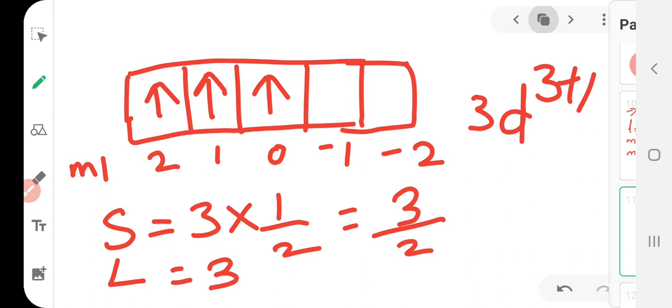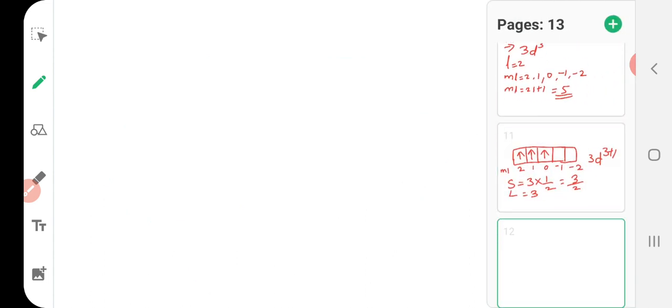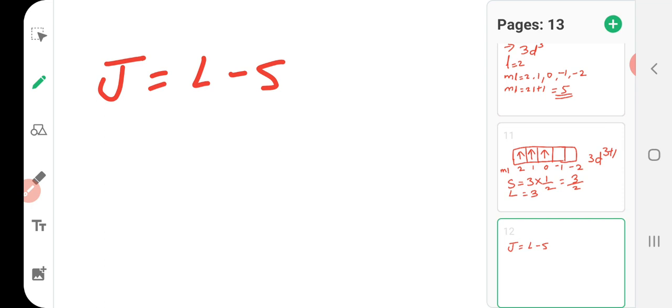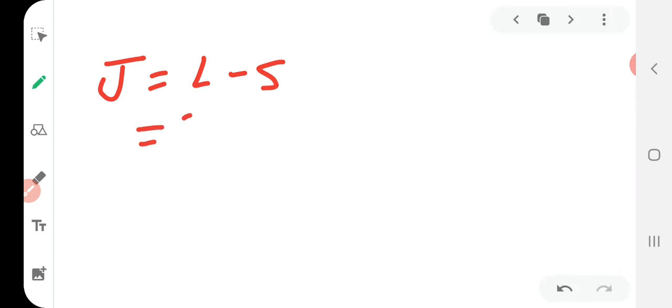So what is J value? J is equal to L plus S or L minus S. Since it is less than half fill, it is L minus S. J is equal to L minus S, and L is 3 and S is 3 by 2, that is 3 minus 3 by 2, it is again 3 by 2.